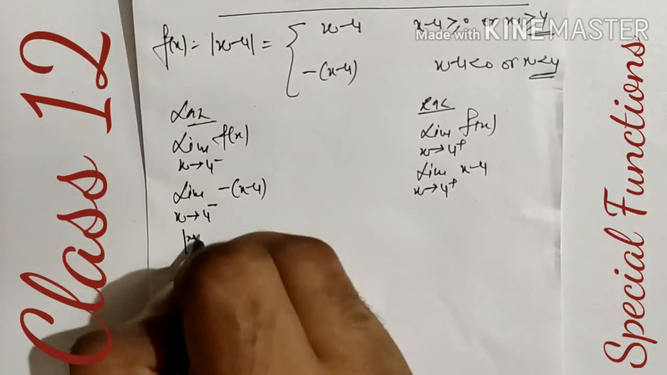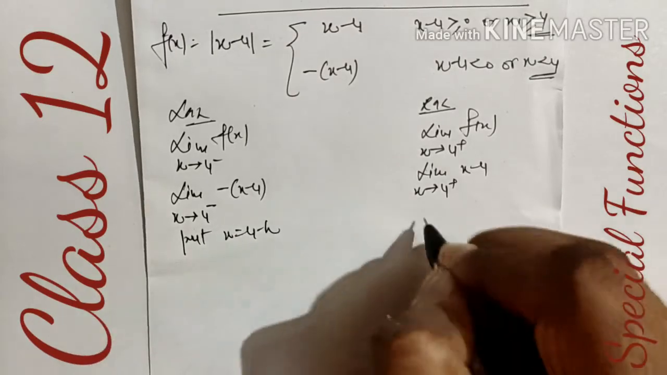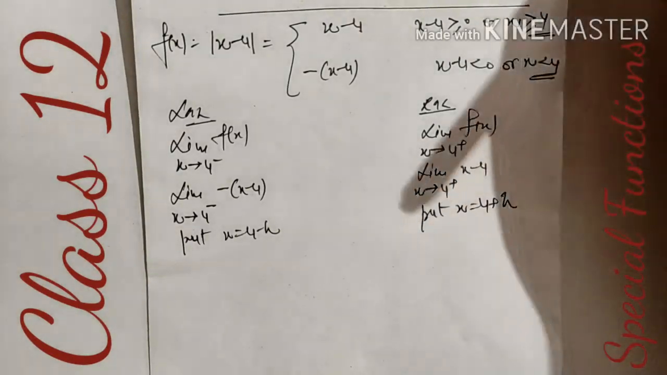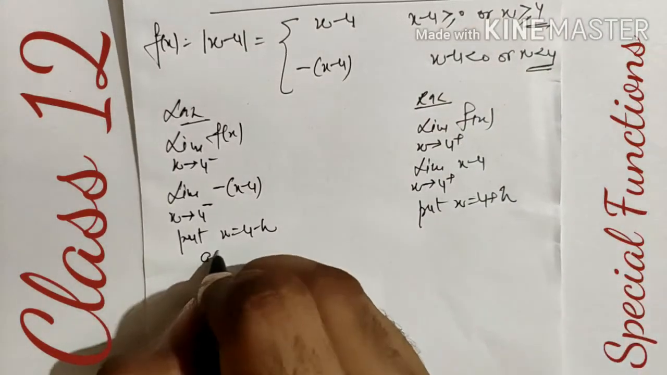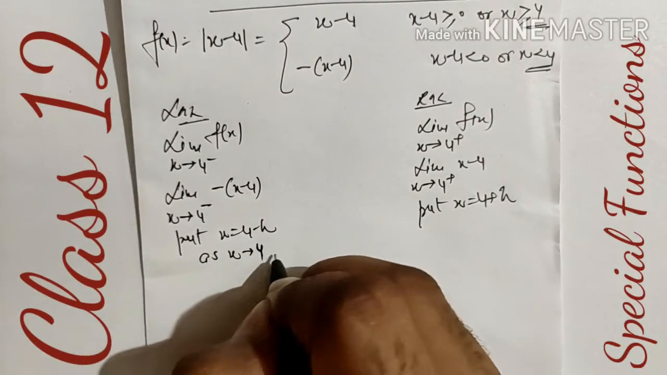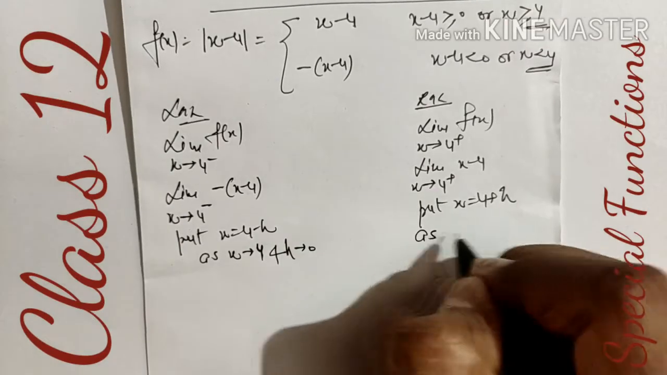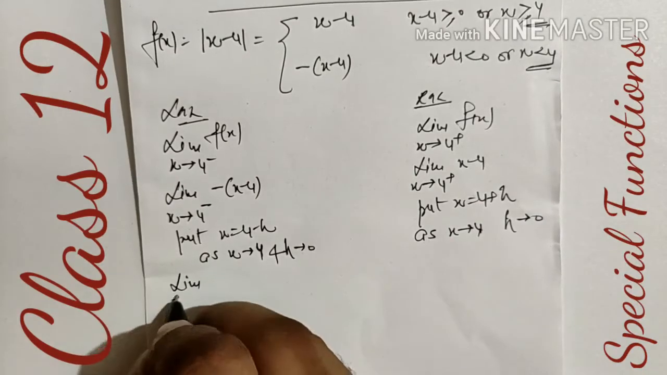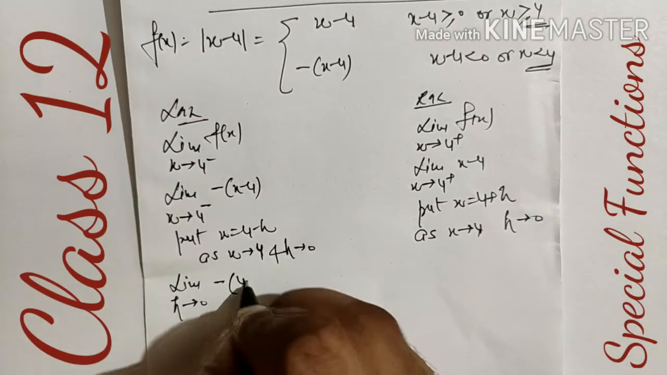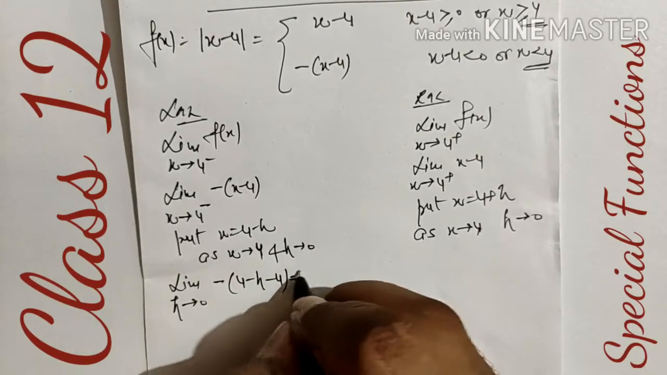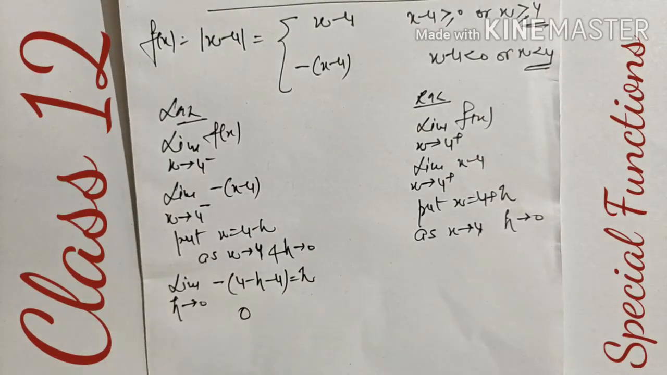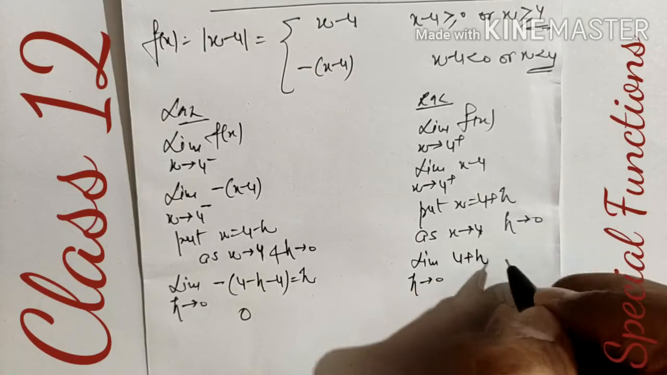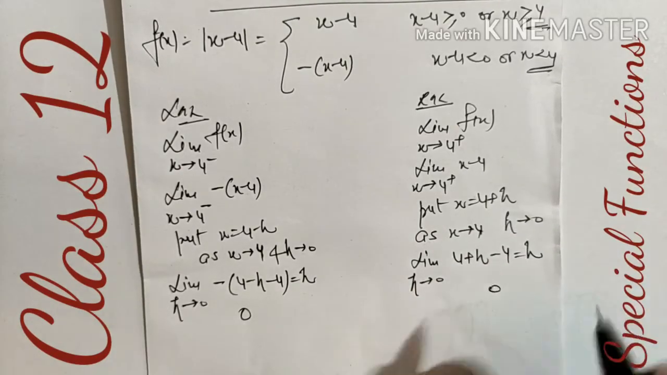Now we have to use the substitution method. So we put 4 plus h on the right and 4 minus h on the left, as h tends to 0. So we get the limit as h tends to 0 of minus of (4 minus h minus 4). Overall we get only h. If we put h equal to 0, the answer is 0. Similarly on this side, x is replaced by 4 plus h, and we get only h. If we put h equal to 0, it becomes 0.